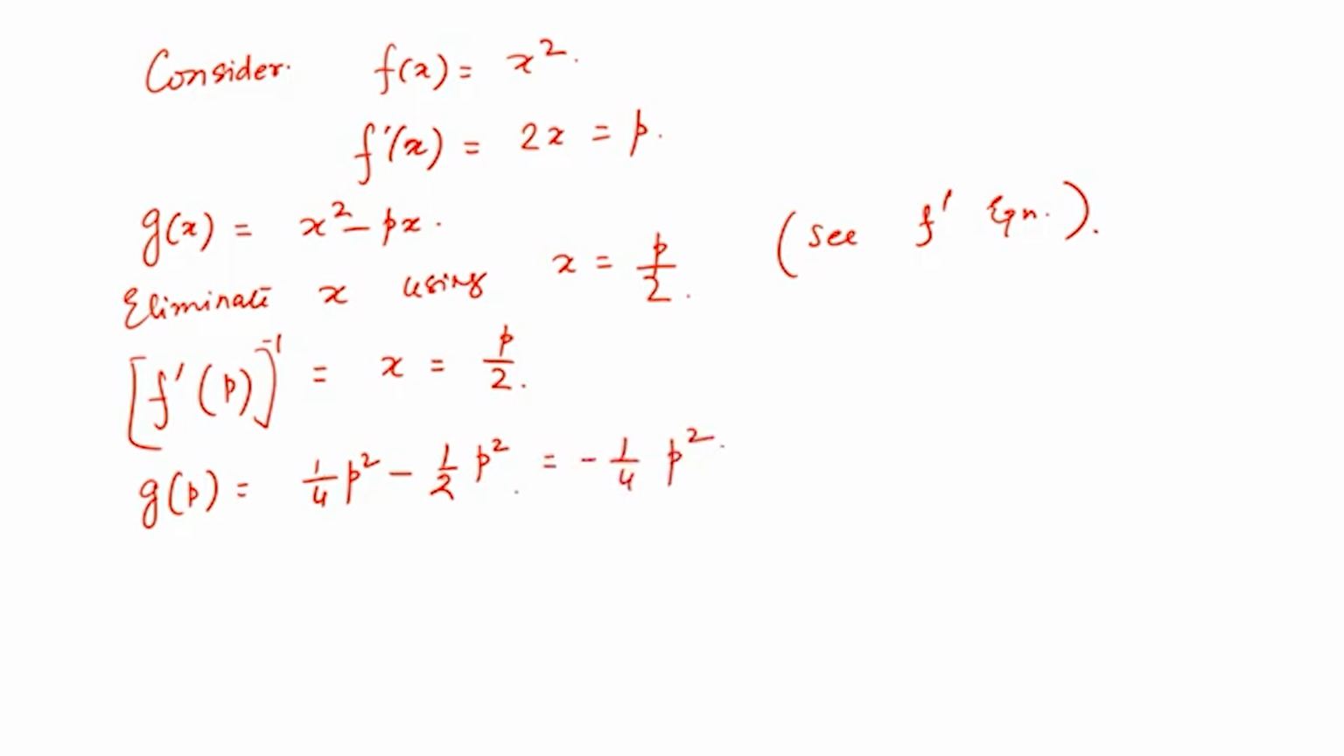So, now we got g solely a function of p, and you can see it easily that dg is equal to minus half p dp, which is nothing but minus x dp, which is correct, which is what we have just got earlier. Okay. So, this is for any arbitrary function, and as I said, this Legendre transformation can be generalized to more variables.